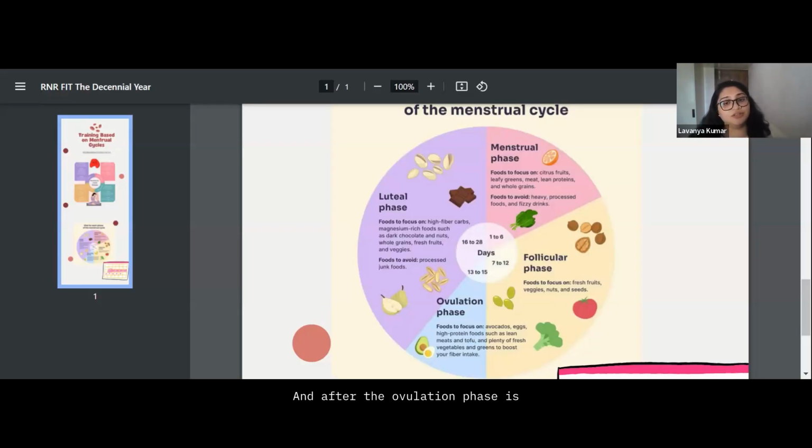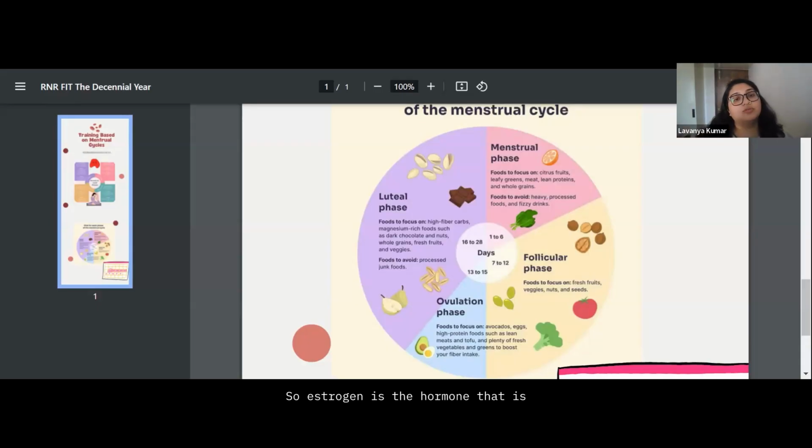And after the ovulation phase is where you'll have to focus on bringing down the exercise intensity, which we'll speak of, but also focusing on high fiber carbs a little, because changes in the mood can happen a lot in this phase. And the reason being, from the follicular phase or mid of menstrual phase to the ovulation, estrogen has taken over.